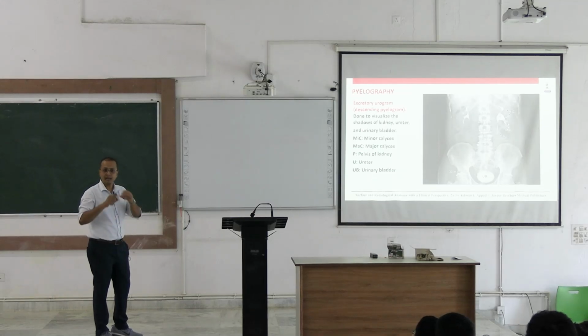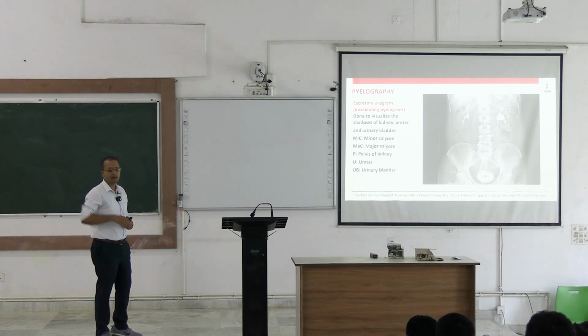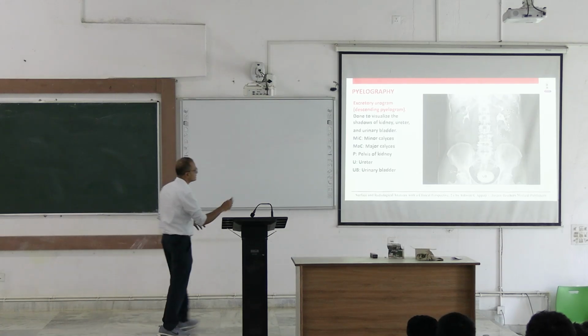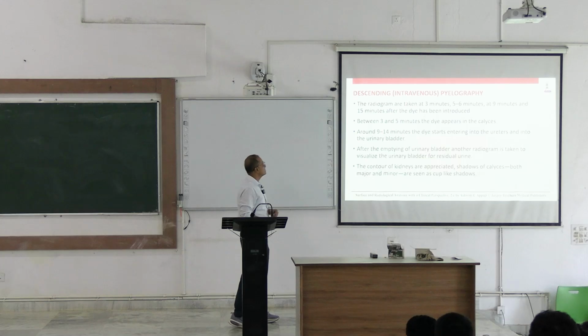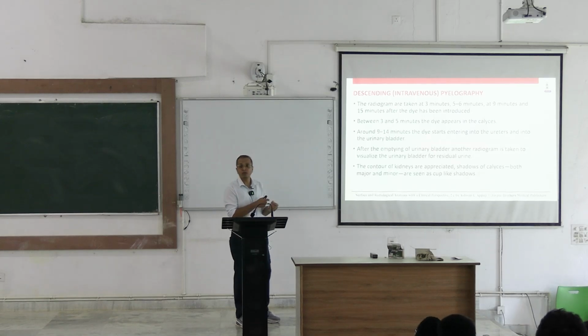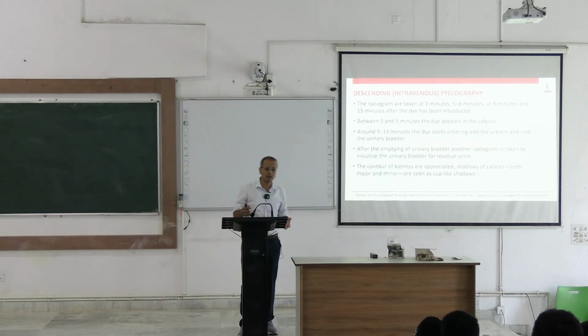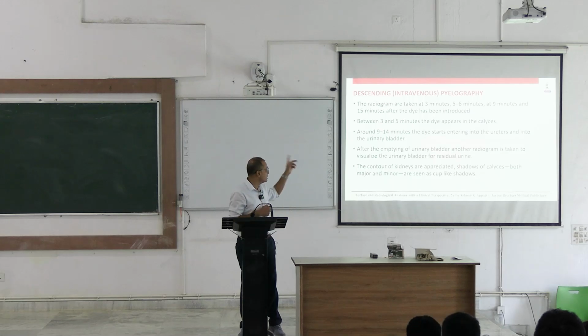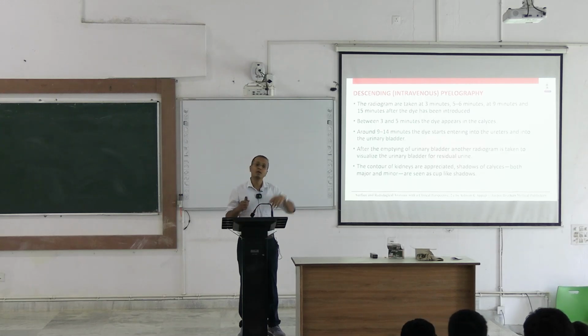And analyze that, zoom in, and see whether any filling defect is there, or any stone creating filling defects or not. So this is how we see the kidney system. We call this an intravenous pyelogram. The same dye is pushed, but this time through the IV route, the intravenous route. An iodine-containing dye is normally used for this intravenous pyelogram, compared to the other study where we use barium salt.